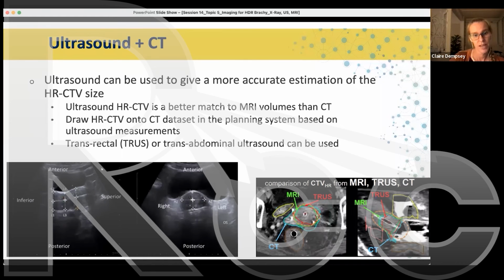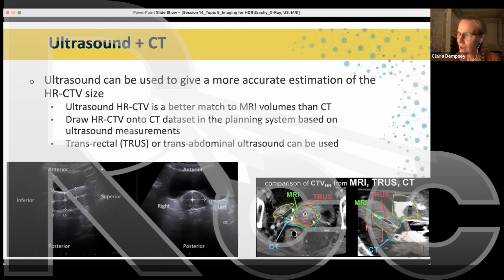And so ultrasound is really helpful in giving an accurate estimation of the high-risk CTV size. And there's been a lot of studies recently that have shown that when you contour the high-risk CTV on an ultrasound image, it's a better match to the MRI, which is our gold standard, than the high-risk CTV that's contoured on a CT. So I was actually saying contouring your tumor on an ultrasound is better than contouring it on a CT.